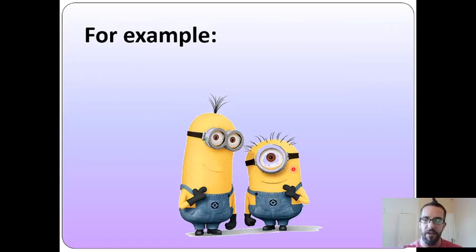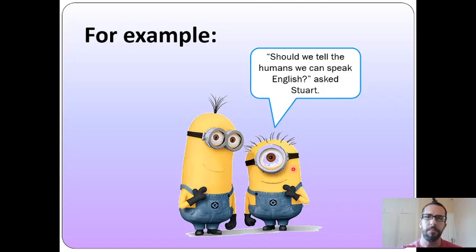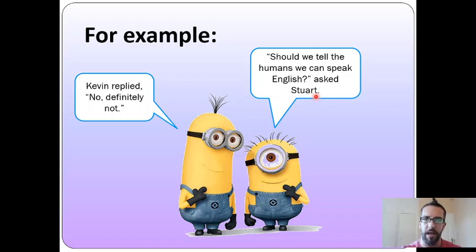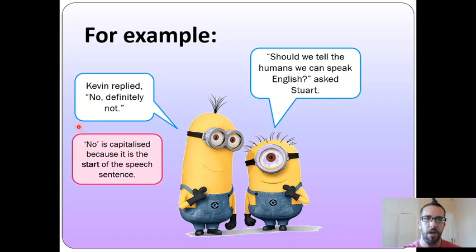Okay, so here's my first one over here. So we've got these two guys over here. Stuart is saying, "Should we tell the humans we can speak English?" And his friend, Kevin, replies, "No, definitely not." So let's just have a look at these two statements that they're saying over there. You'll notice that no is capitalized because it's the start of the speech sentence. You can see that the first word he says is no, and so no gets a capital letter.